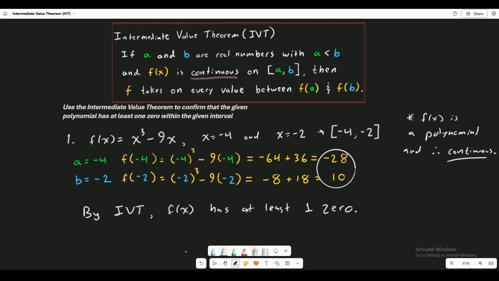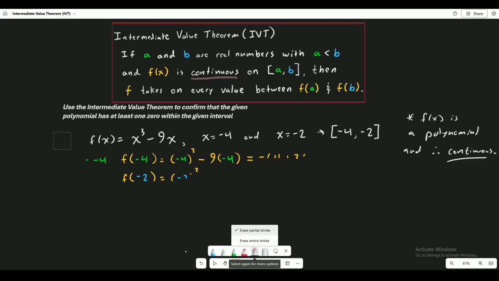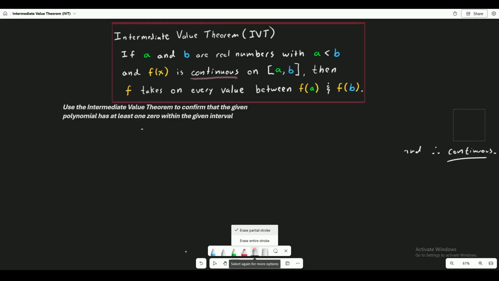So I'm going to erase all this and move on. So that was number 1. Let's go with number 2. And this time I won't forget to state it. All right, number 2.